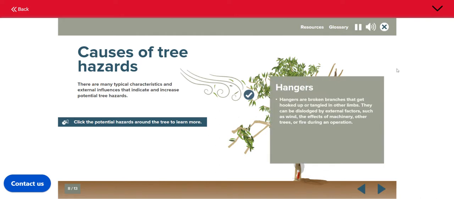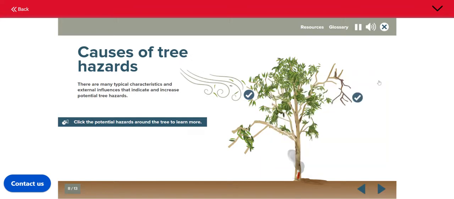Hangers are broken branches that get hooked up or tangled in other limbs. They can be dislodged by external factors such as wind, the effects of machinery, other trees, or fire during an operation. Hangers can put pressure on the branches supporting them, causing them to break and fall, especially if those branches are weakened by defects, fire, or high winds.